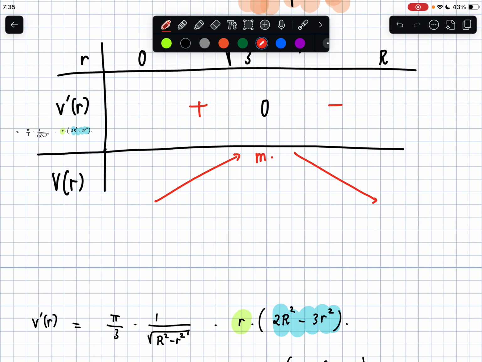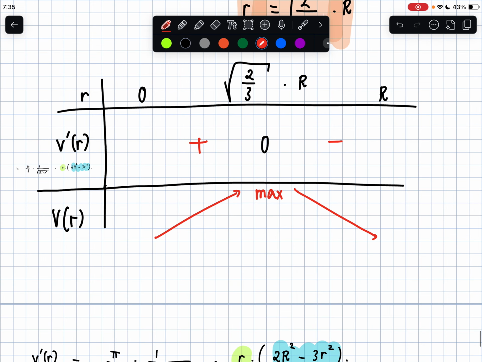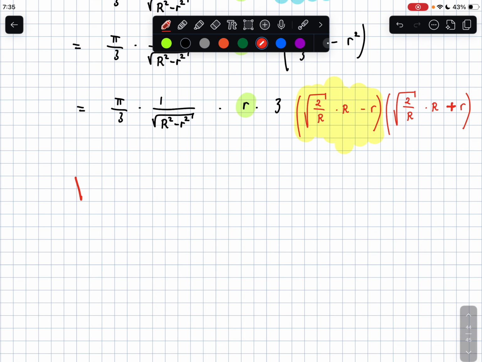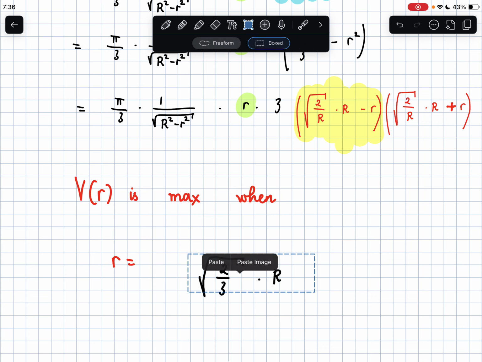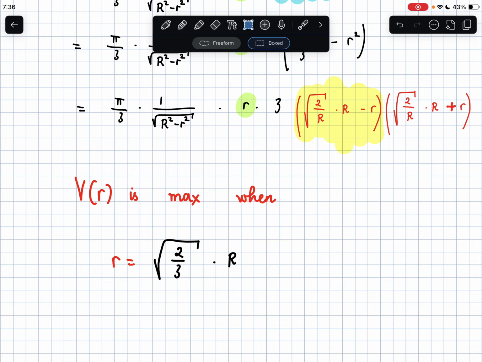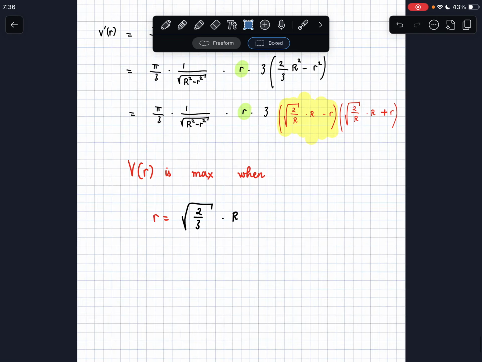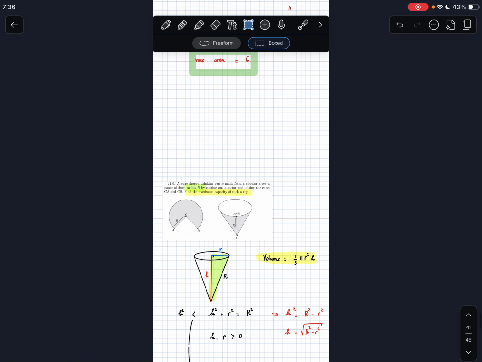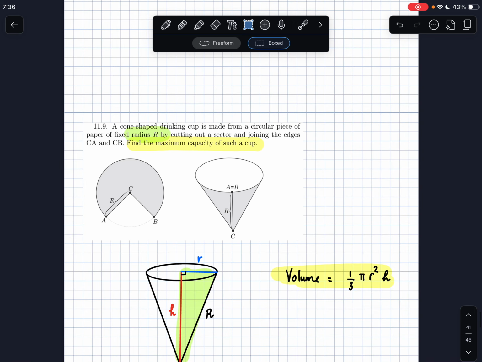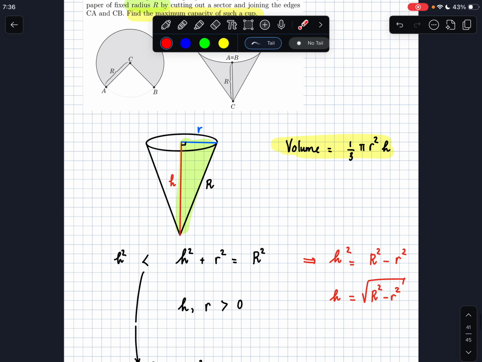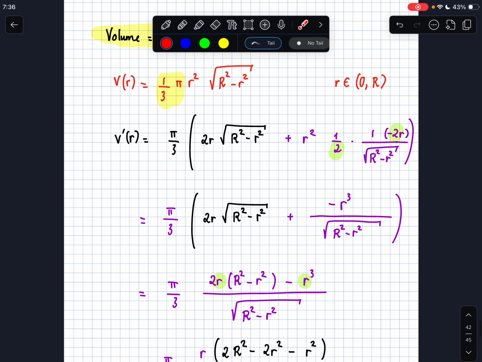So the max volume we can get is at small r equal to this, times big R. So volume is max when small radius equals square root of 2 over 3 times big R. Now we need to compute the maximum volume. So we put it in the formula here.